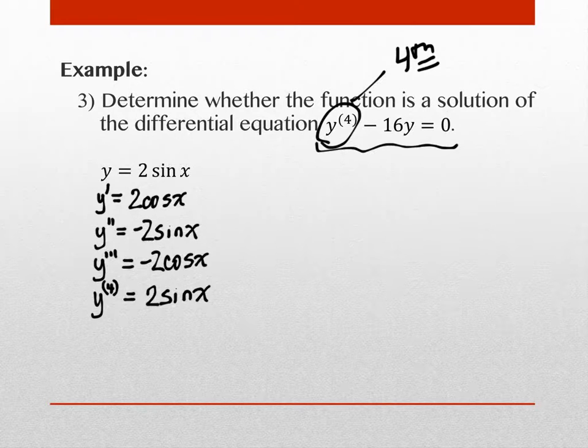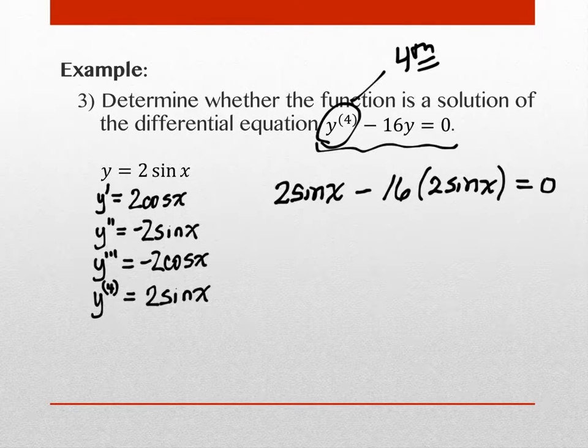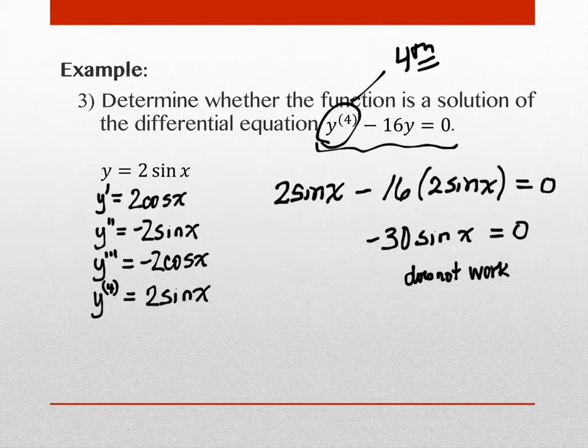It says fourth derivative, so that's the 2 sine x that I just got as the very final step. Minus 16, and then the y value that we were originally given was 2 sine of x. So what happens when I have 2 sine of x minus 16 times 2 sine of x? You're not going to get 0, right? You're going to get, in fact, negative 30 sine of x. And there are locations, of course, where this does equal 0. But it's not always equal to 0, which is the goal. This does not always equal 0. So this does not work for all x.